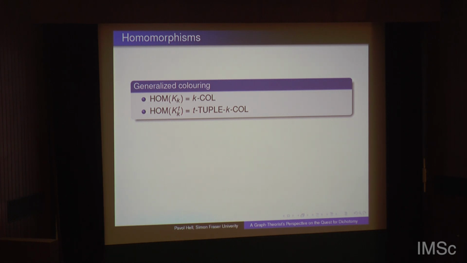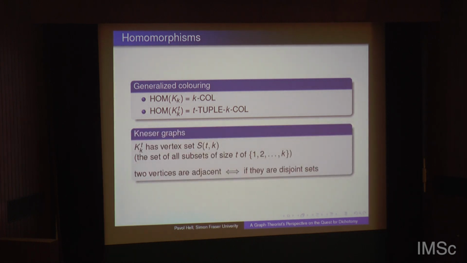And this is the graph obtained on the set of all t-tuples of K elements, by having them adjacent if they're disjoint. This is the Kneser graph on t and K. So the homomorphism problem for the Kneser graph is the t-tuple K coloring problem. So the two dichotomies that I have cited are special dichotomies for the homomorphism problem.